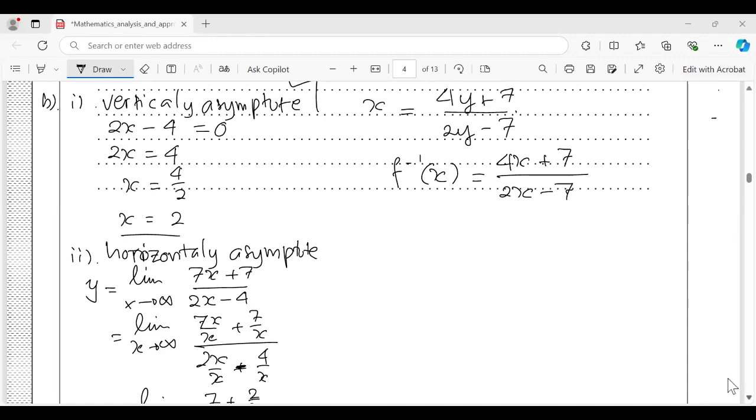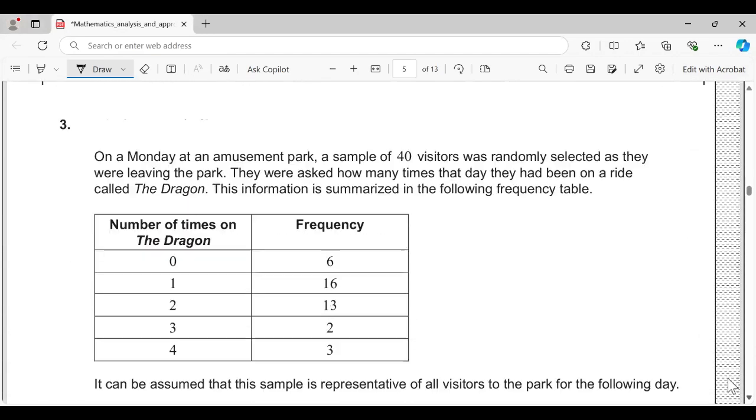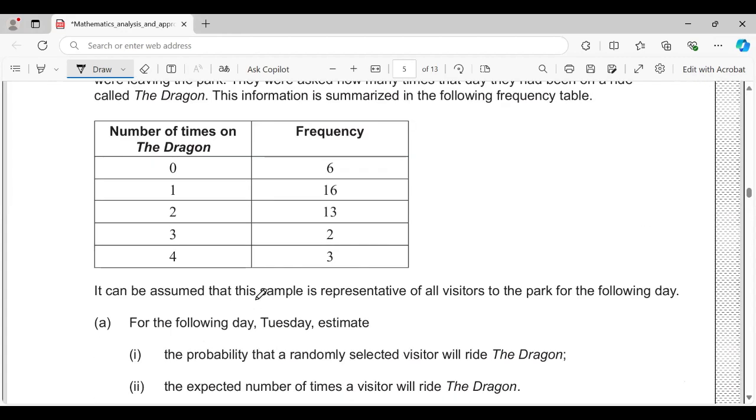Let's continue to number 3. On a Monday at an amusement park, a sample of 40 visitors was randomly selected as they were leaving the park. They were asked how many times they had been on a ride called the Dragon. This information is summarized in the following frequency table. It can be assumed that this sample is representative of all visitors to the park for the following day.